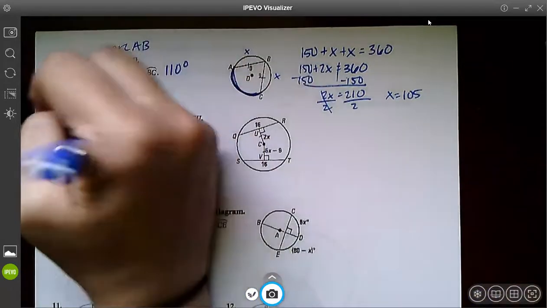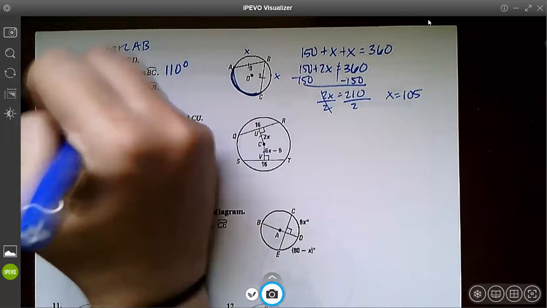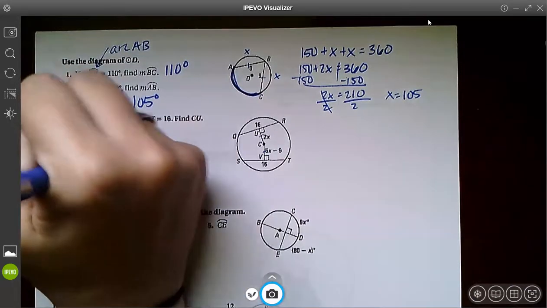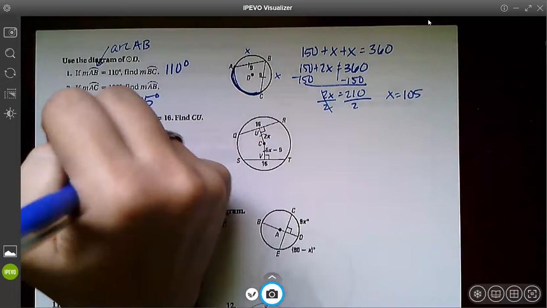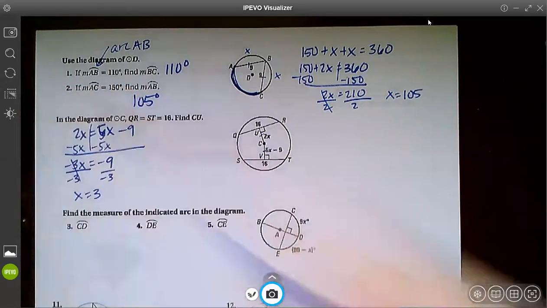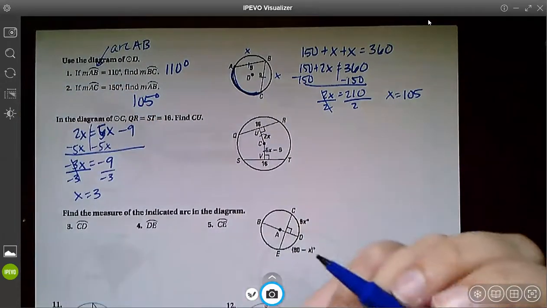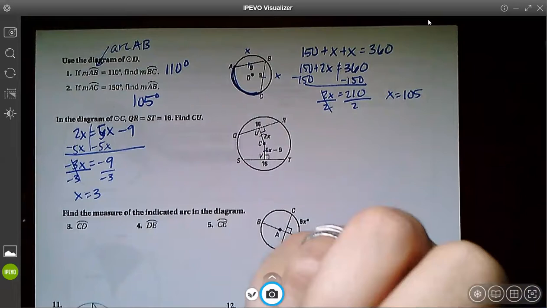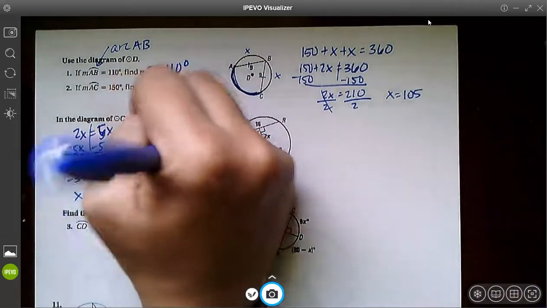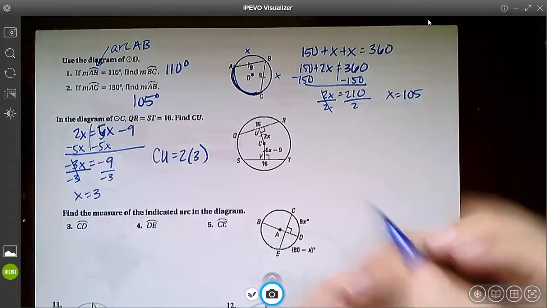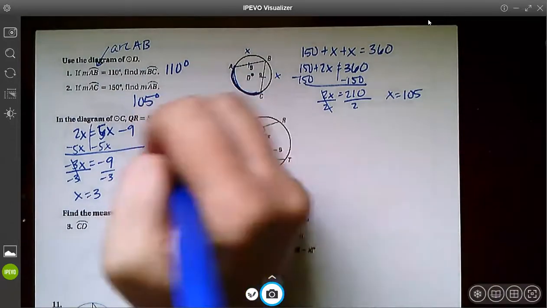So I'm going to subtract my 5x from both sides. Negative 3x equals negative 9. Divide both sides by negative 3. x equals 3. It didn't ask me for the value of x, it asked me for CU, so I'm going to plug that in. So CU equals 2 times x, or 6.